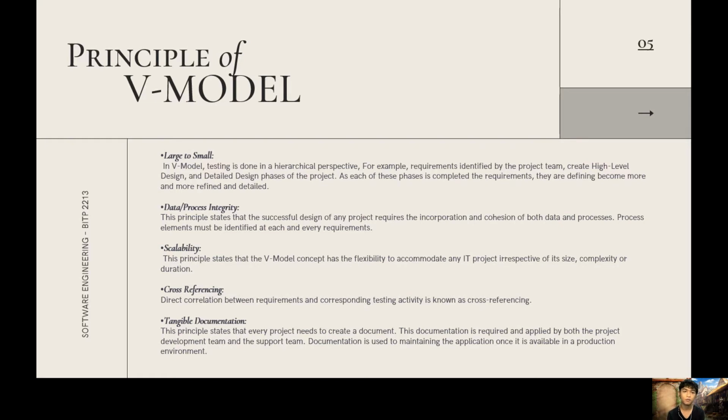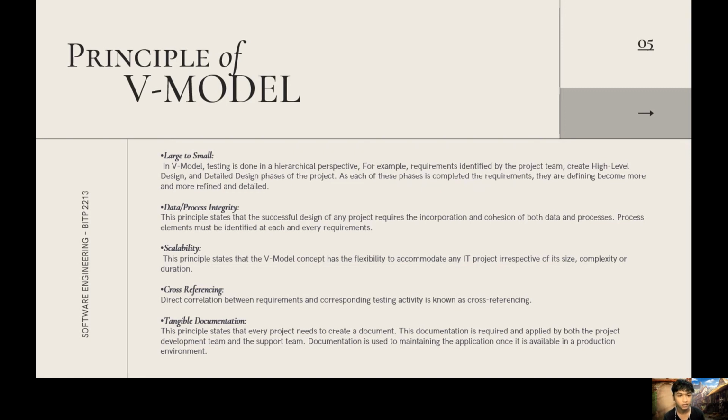Next, we go to the principles of the V model. The principles of the V model, we have five, which are large to small, data process integrity, scalability, cross-referencing, and tangible documentation. In large to small, in the V model, testing is done in a hierarchical perspective. For example, requirements identified by the project team create the high-level design and detailed design phases of the project. As each phase is completed, the requirements being defined become more and more refined and detailed.